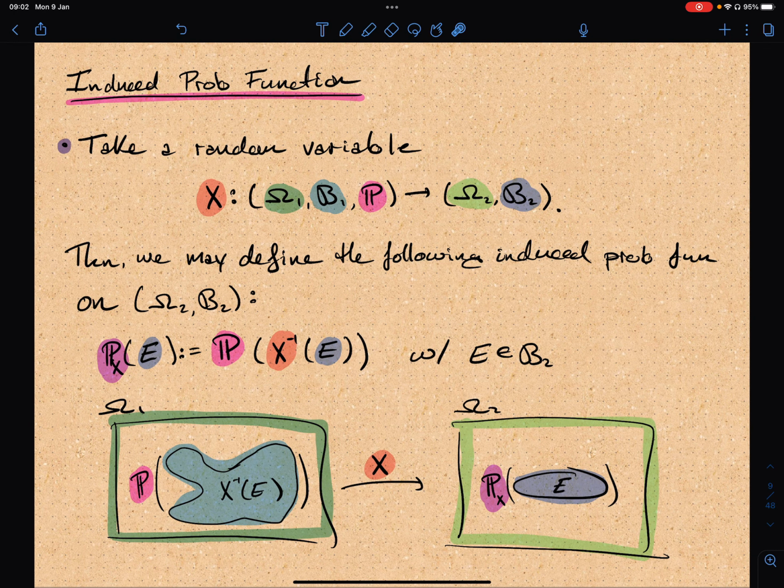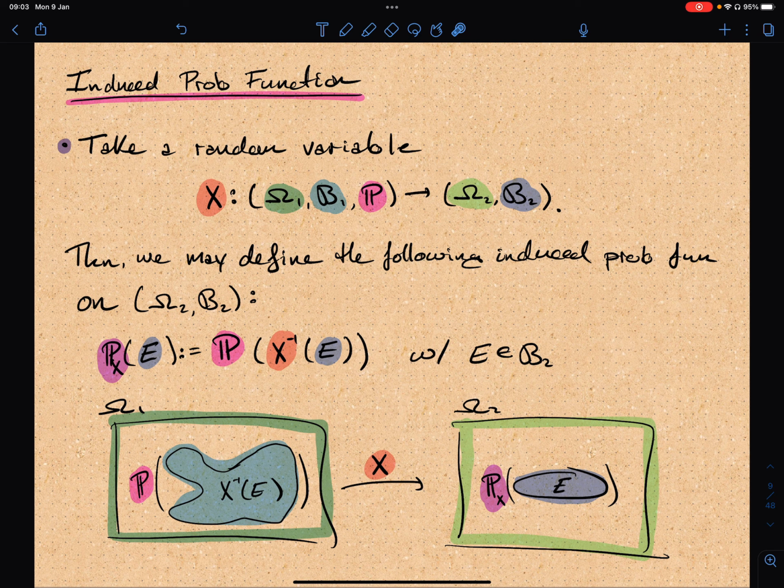So this is what I call the induced probability function. Again, I have my random variable, and it's a map from this probability space to this measurable space. You'll note that on the left-hand side, we have a probability function, but on the right-hand side, we don't. But we can use this map to define a probability function on this measurable space. And we do it as follows.